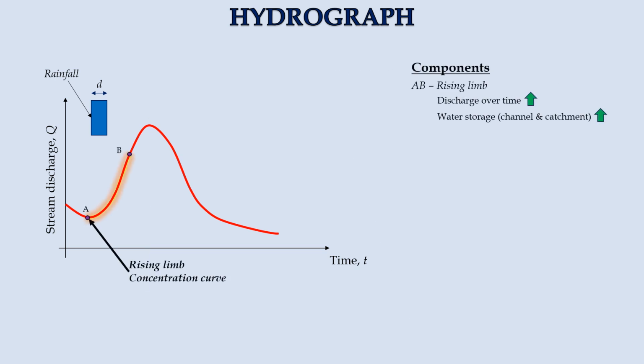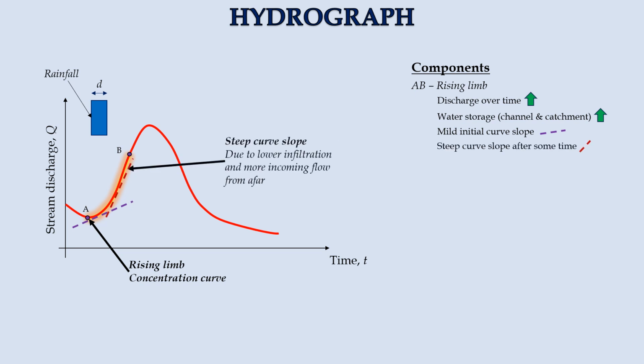When rainfall occurs, discharge through a stream increases with time. This component of the hydrograph is called the rising limb or concentration curve. The water storage inside the channel and over the catchment builds up during the rainfall. Within the rising limb, the initial curve slope is usually milder than later periods. This is because both initial and infiltration losses are high at the early stage of the storm.